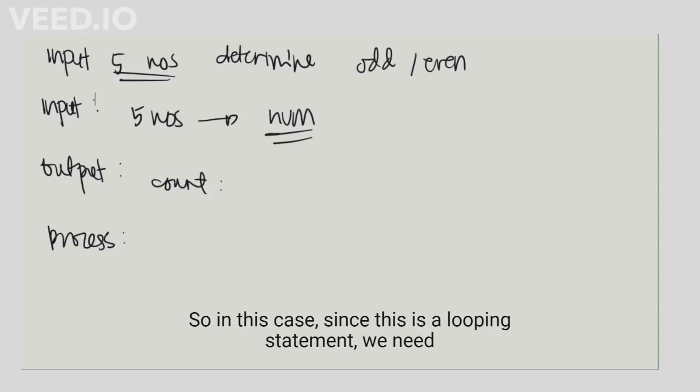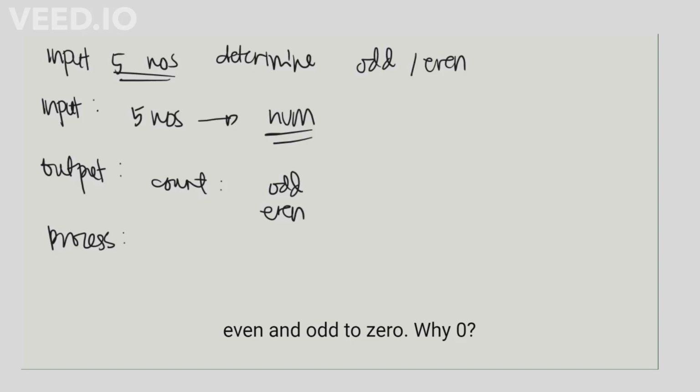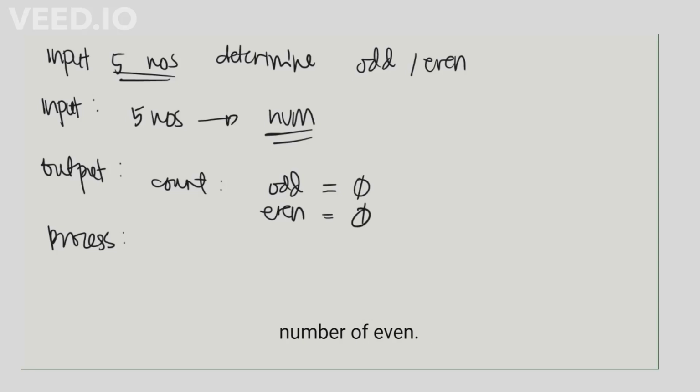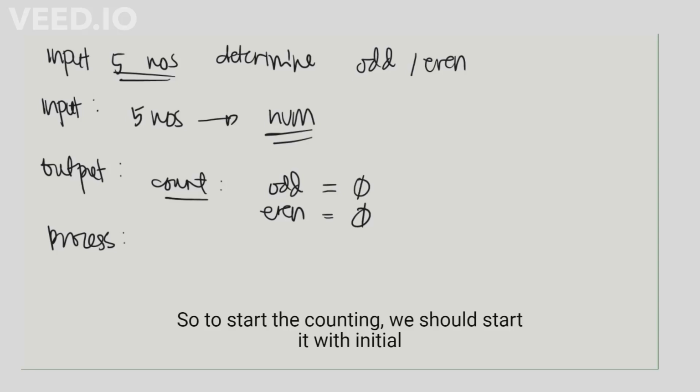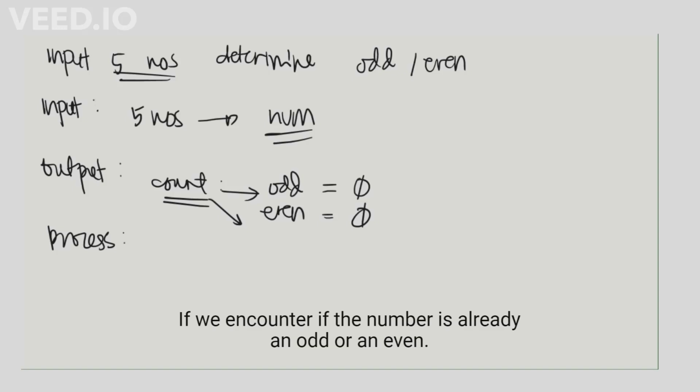Since this is a looping statement, we need to initialize the values of even and odd to 0. Why 0? Take note that we want to count the number of odd and the number of even, so to start the counting, we should start with an initial value of 0. Then we're going to add 1 if we encounter a number that is odd or even.